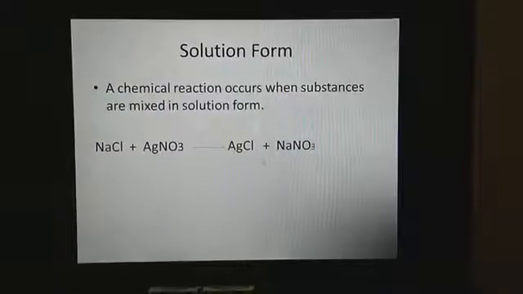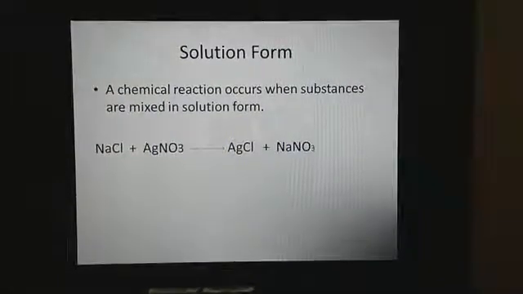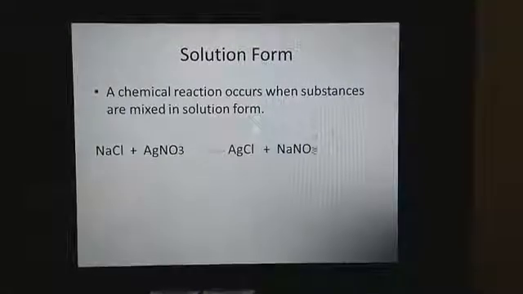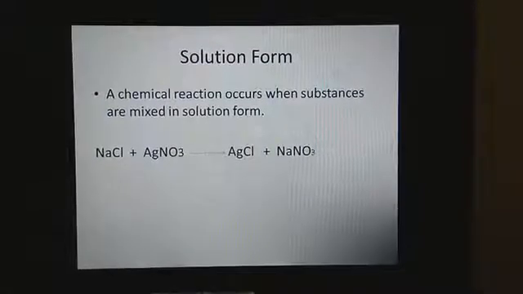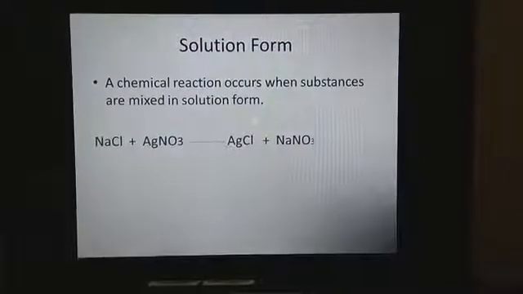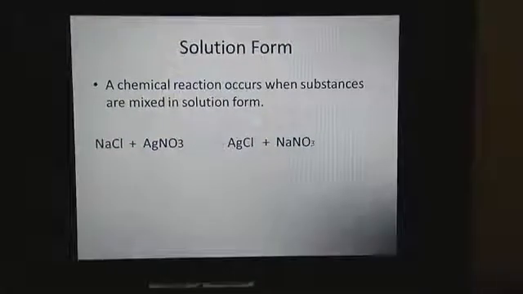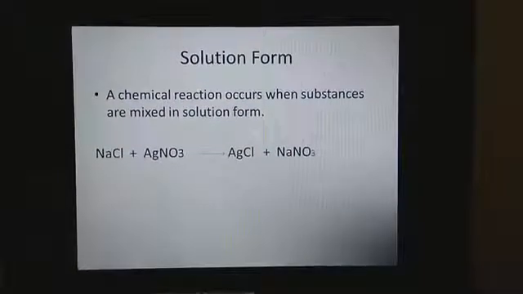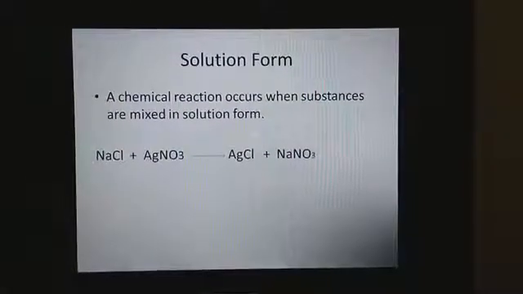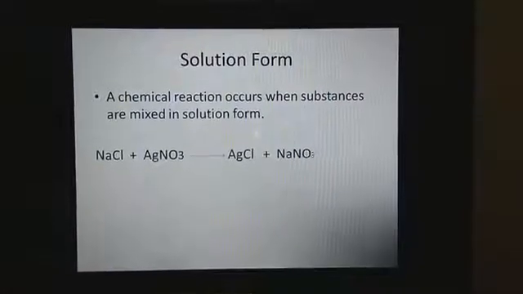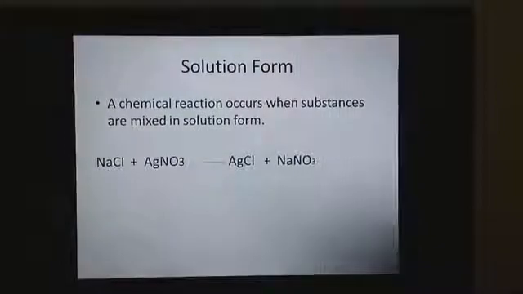Now the next is solution form. There are some substances which react with each other only when they are in solution form. So, when the reactants are in solution form, then only the reaction will occur. And in solution form, when they are mixed with each other, the reaction occurs and we get the product.